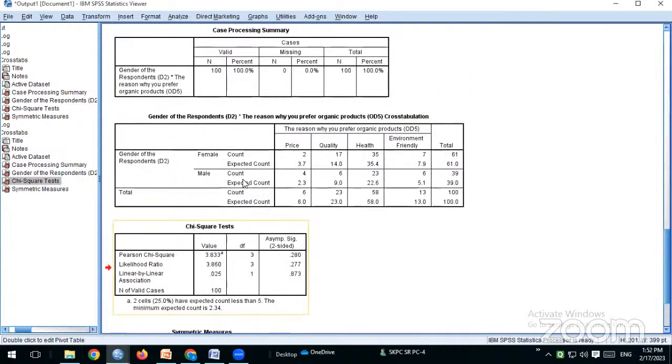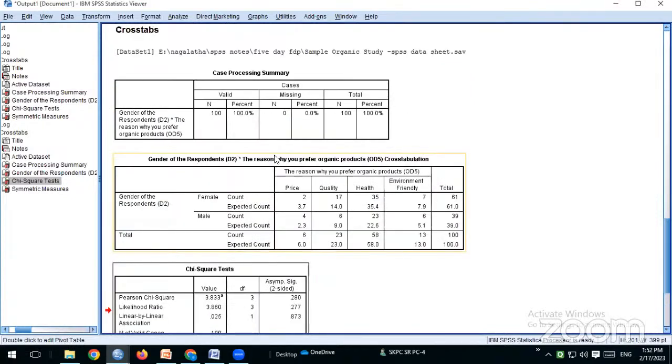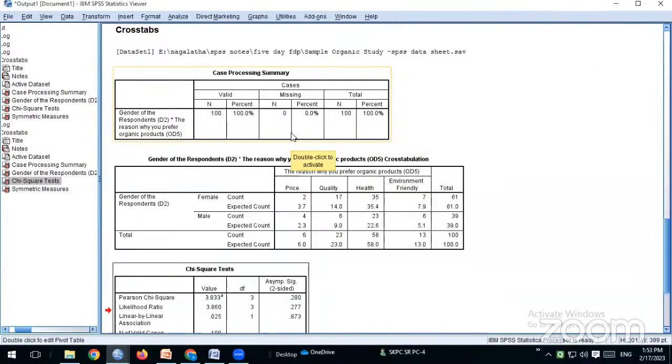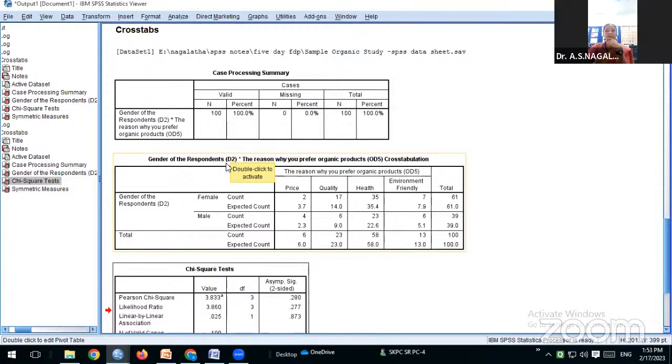For example, can we convert it to, say, income level or experience? No, ma'am, like Likert scale. With Likert scale, you should not, sir, because we have other tests for that.